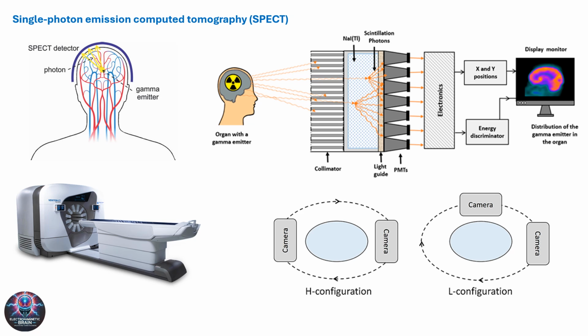SPECT is particularly useful in clinical settings to diagnose conditions like epilepsy, stroke, and dementia. It helps doctors visualize abnormal blood flow in specific regions of the brain, which is crucial for diagnosis and treatment planning. By providing valuable information about the brain's vascular health, it is an essential tool in both diagnosing and monitoring neurological diseases.